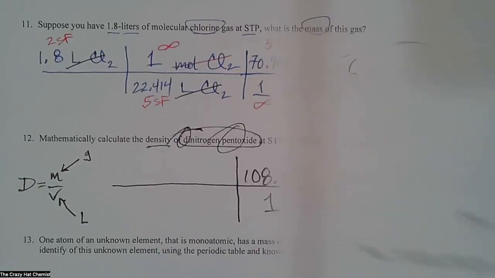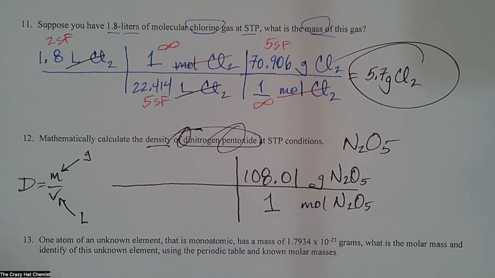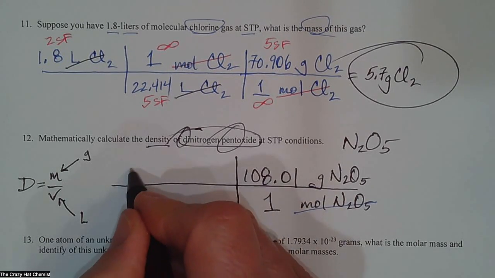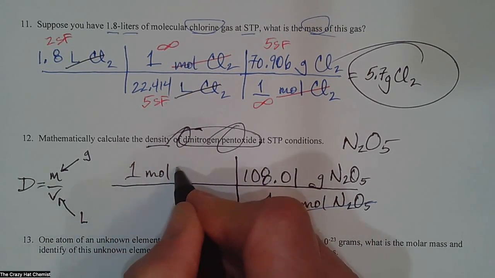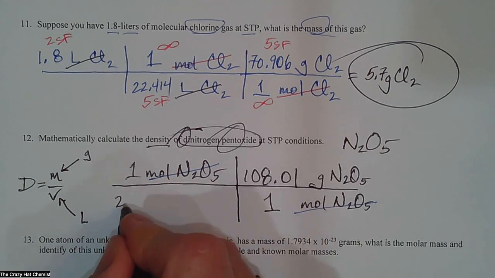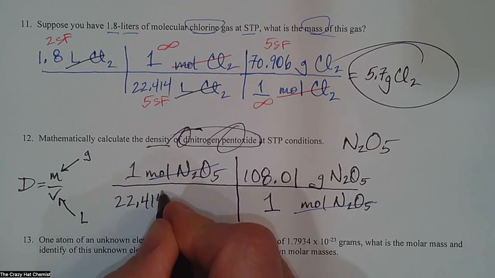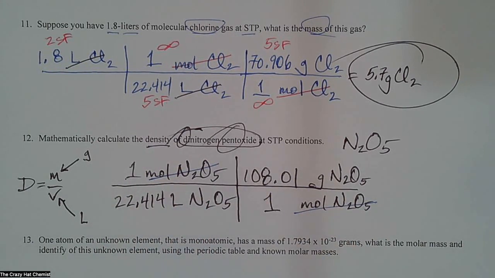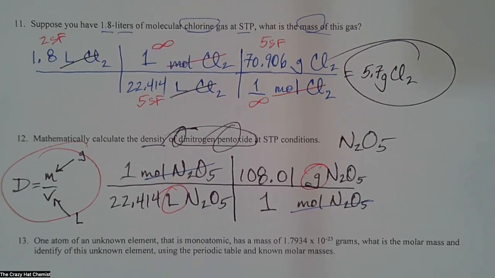So we're going to actually cancel out our units here. What units do we want to cancel out? Moles of N2O5. So 1 mole of N2O5 is going to cancel out with these moles of N2O5, not the number, but just the units and formula. And this is equal to 22.414 liters of N2O5. And the units that don't cancel out are grams per liter, which is a density. So I think I'm pretty happy with that.